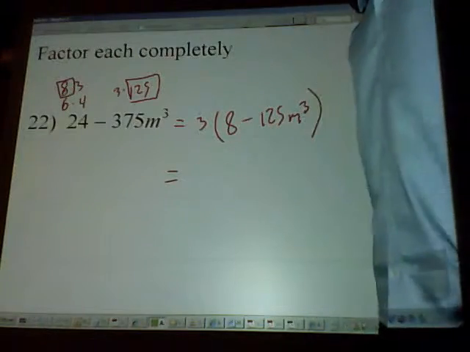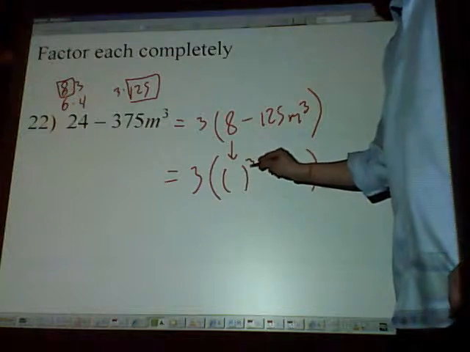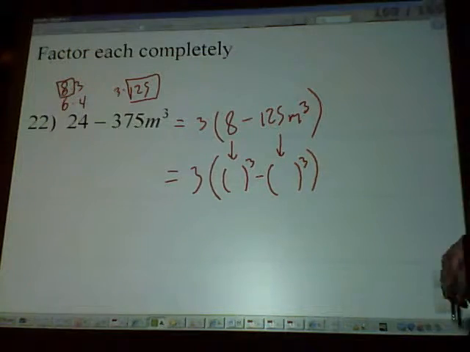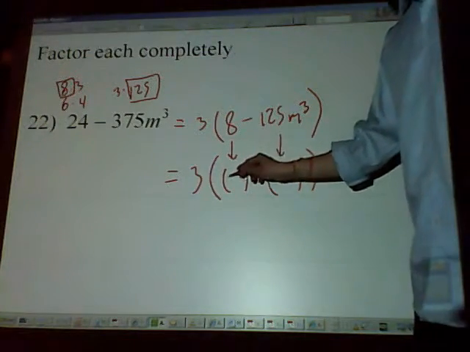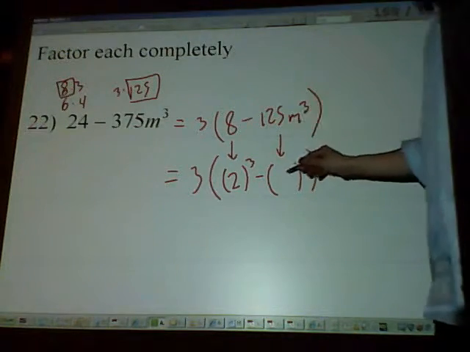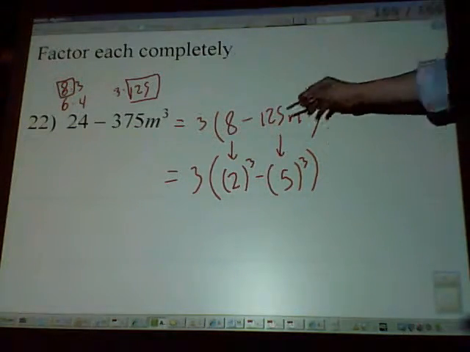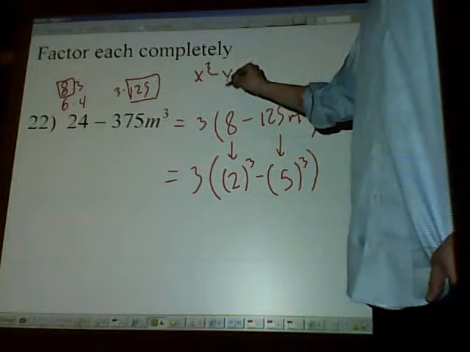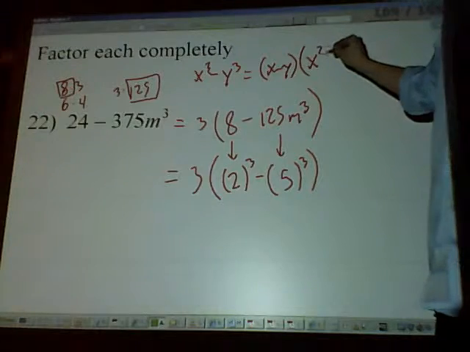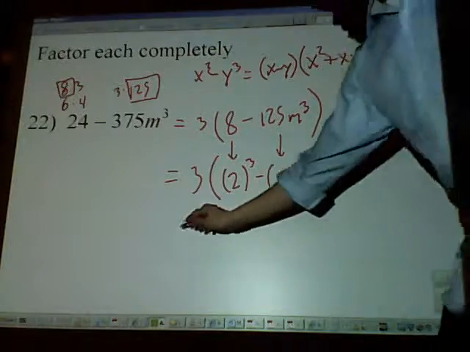Now, we do our next step where we write, oh, what are we cubing? What number did I have to cube to get 8? What number did I have to cube to get 125m cubed? Well, the number I have to cube to get 8 is 2. 2 times 2 is 4, and 4 times 2 is 8. This has to be 5. We've been using this number all day, right? 5 cubed is 125. All right, memorize it even. So now, you got to remember that the difference of cubes equals x minus y times x squared plus xy, and then plus y squared.